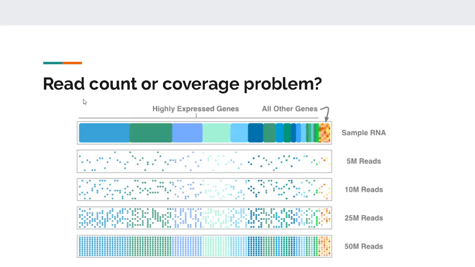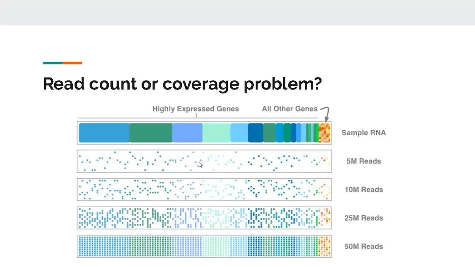Now, a gene expression study is a read count problem or a coverage problem. I will give you an example. If this is your sample RNA, all the highly expressed genes will have more reads contributing to your final sample, as opposed to all the other genes, which will be very lowly expressed.